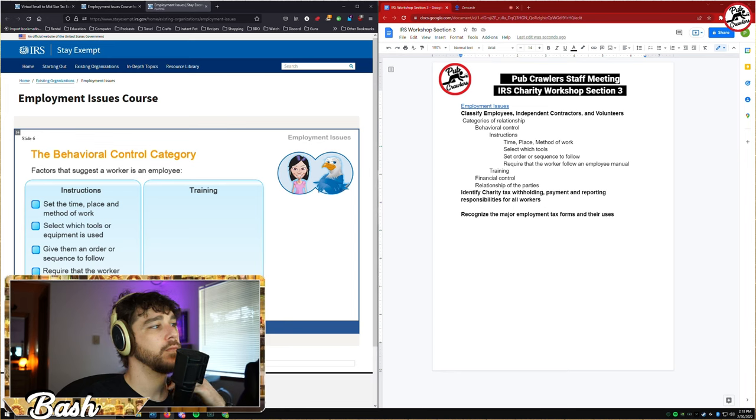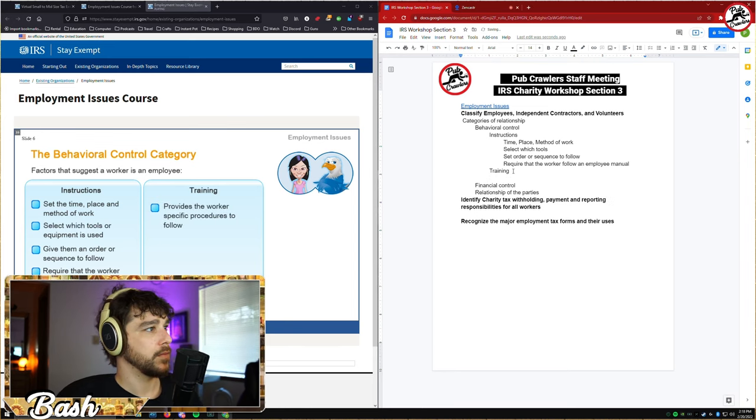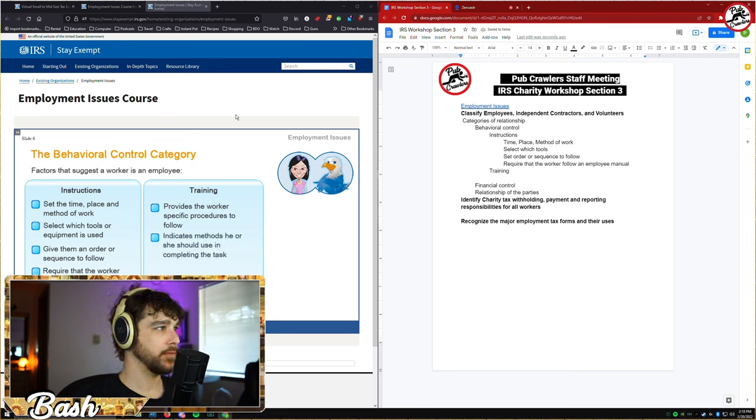The training factor. No, I got you though. Select these checkboxes if your 501c3 provides your worker with specific instructions to follow, or if you indicate methods he or she should use in completing the work. Do you have any question on that though? Mm-mm. You sure? Yeah. Nice. All right. We'll get these training ones written down.